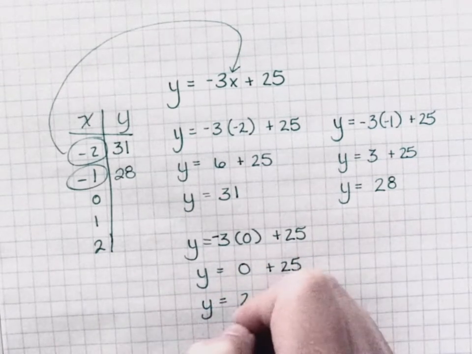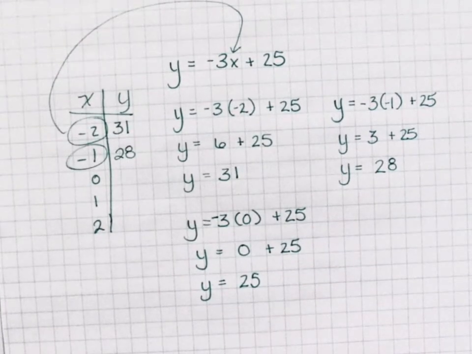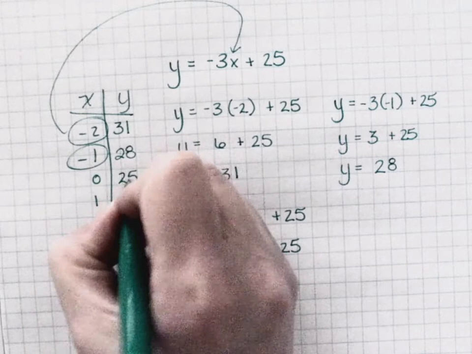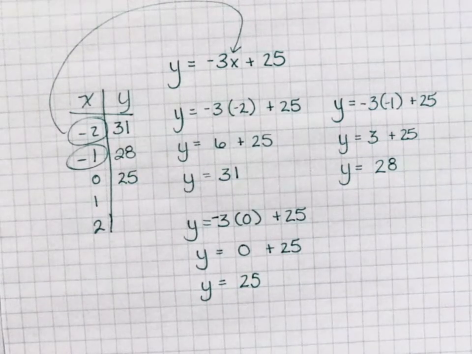And this is why I like 0 so much. It's a really easy calculation to do. What's 0 times anything? And 0 plus anything is just the thing. So it's that.